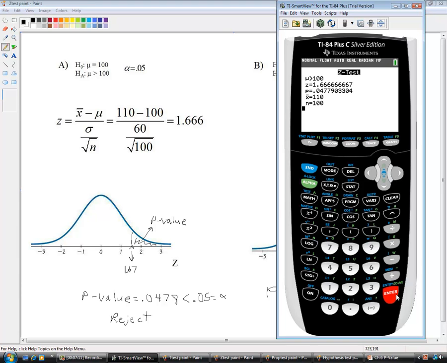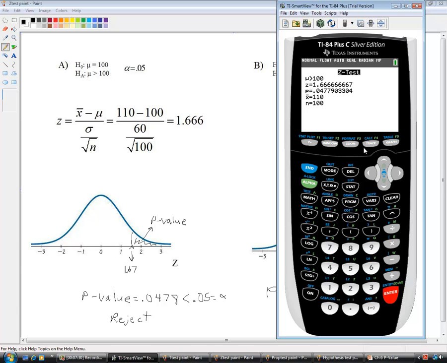So the two things of import that come up are the z-value, the test statistic, and the p-value. So there's our p-value there, 0.04779, so 0.0478. That is less than alpha, less than 0.05, we reject.